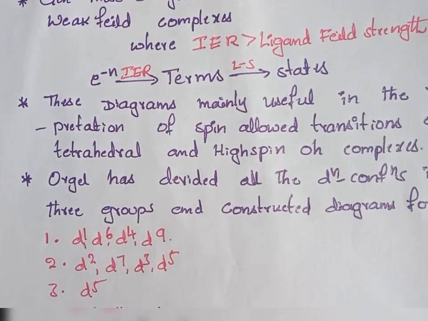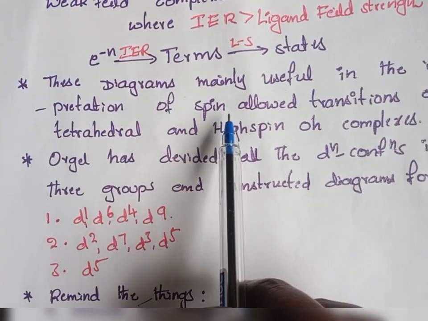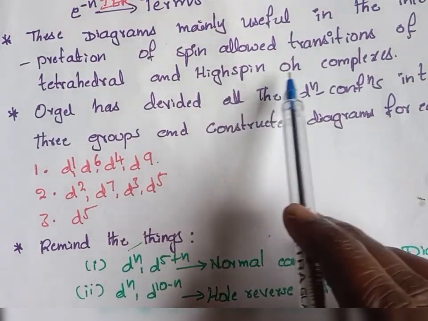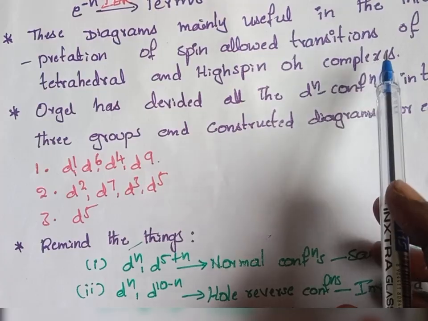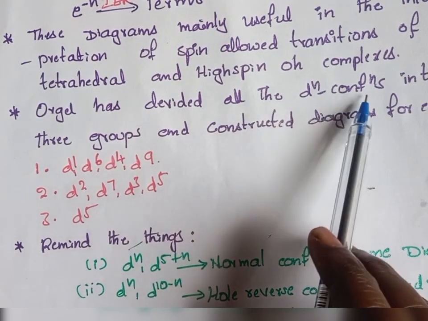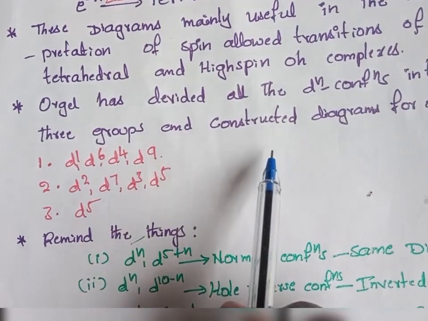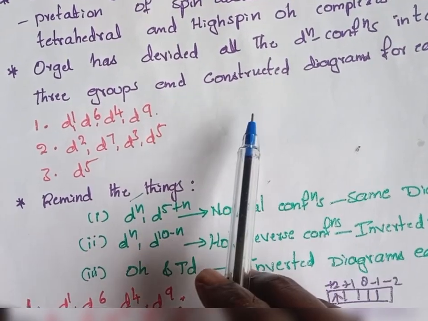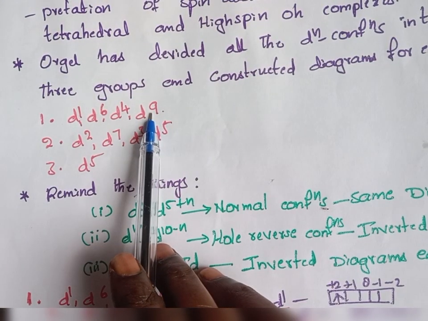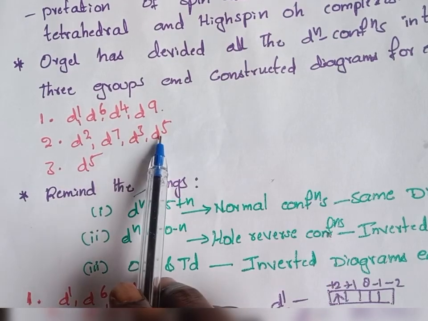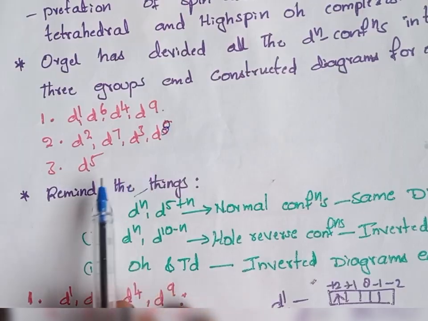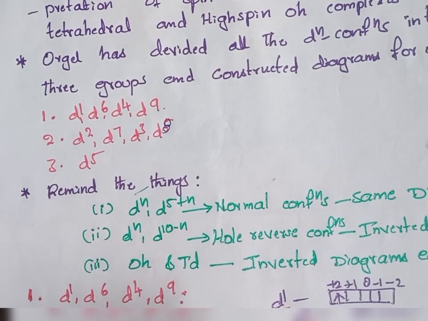And these diagrams are mainly useful in the interpretation of spin allowed transitions of tetrahedral as well as high spin complexes of octahedral complexes. And for comfort, Orgel has divided all the dn configurations into three groups, and he has constructed diagrams for each kind. The three groups are: d1, d6, d4, d9 is the first set of configurations; d2, d7, d3, d8 is the second set of configurations; and the third set is d5.